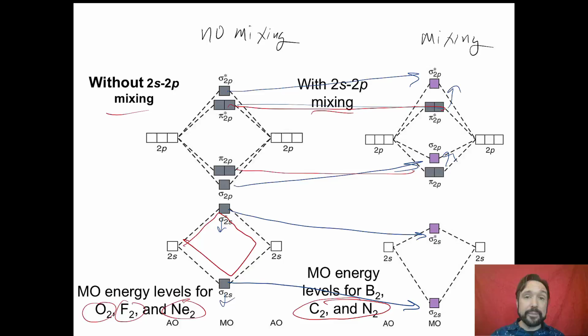That takes us to the end of this. Come back next time as we look at some slightly different examples and start bringing this into heteronuclear molecular orbital diagrams. Till then.